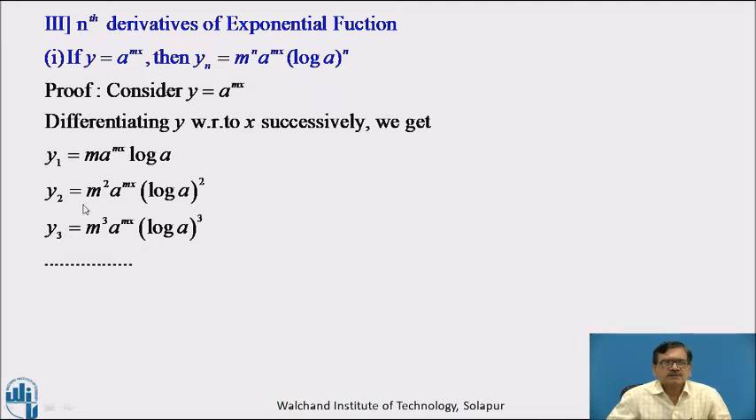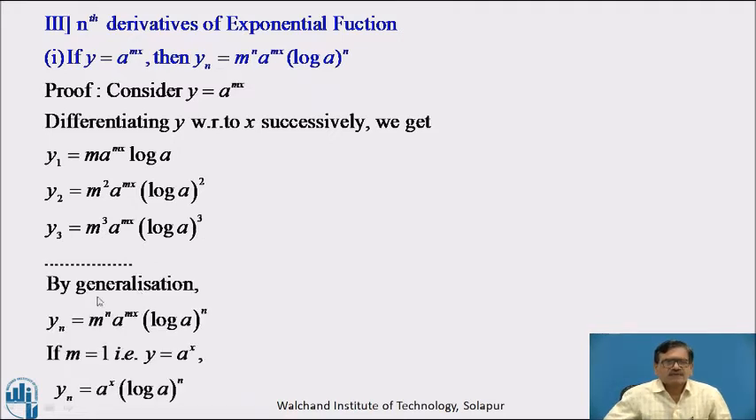Similarly, the third derivative, differentiating again the second derivative with respect to x, we get y3 equal to m cube into a raised to mx into (log a) raised to 3. Now, by generalization, we can write yn equals m raised to n into a raised to mx into (log a) raised to n. If m is equal to 1, that is y equals a raised to x, then we get yn equals a raised to x into (log a) raised to n. This was the nth derivative of y equals a raised to x.